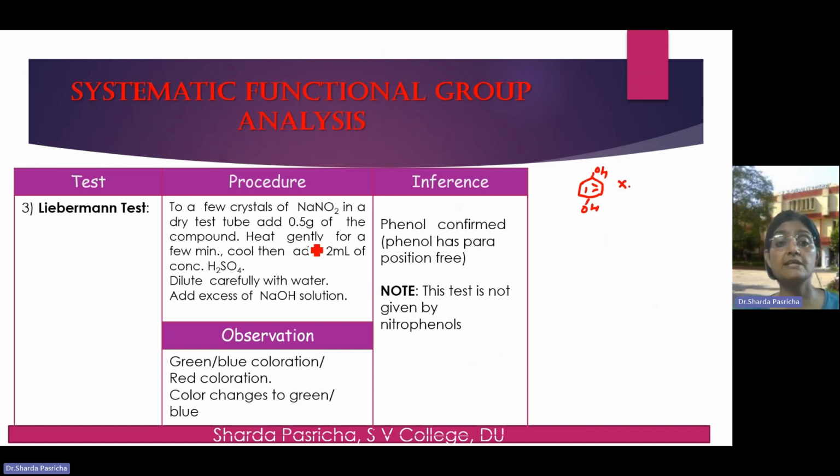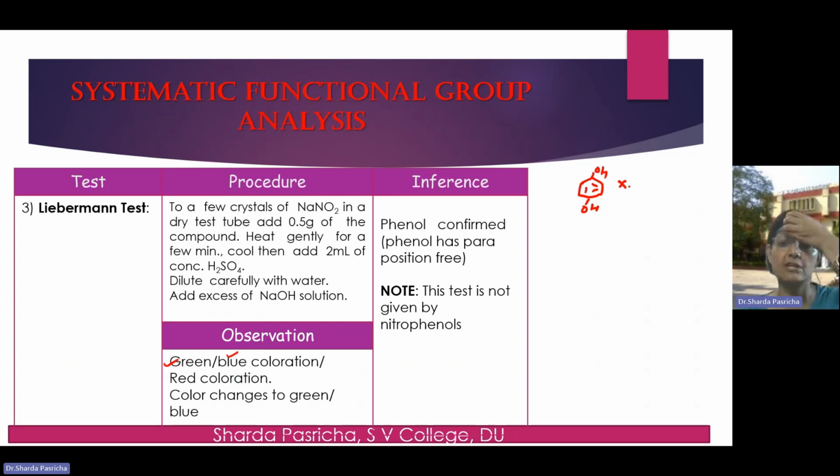So how you have to do this test is, in a dry test tube, you take 1 or 2 crystals of sodium nitrite, and then you add around 500 milligrams of your organic compound. Heat it gently for a few minutes, just so that it melts. Cool it, and then add 2 ml of concentrated sulfuric acid. You will immediately see some green or blue coloration.